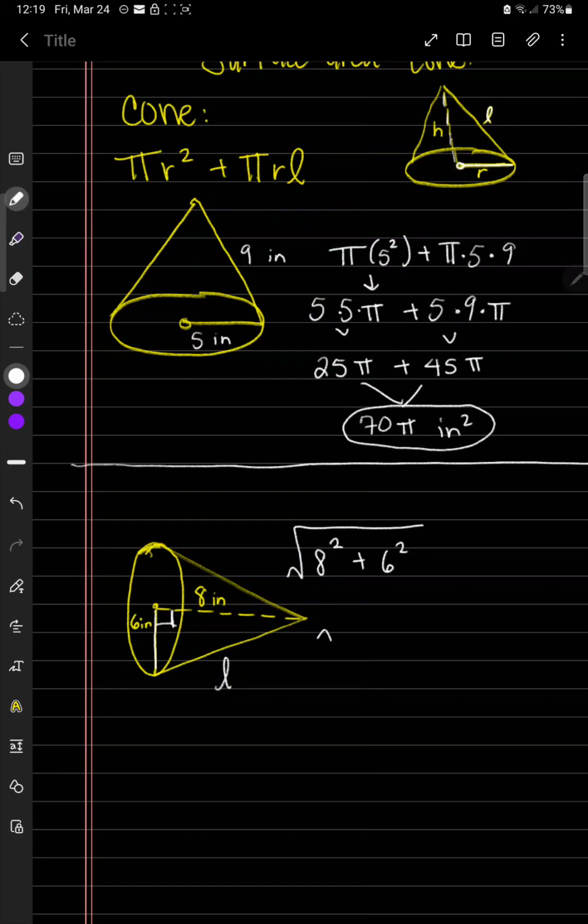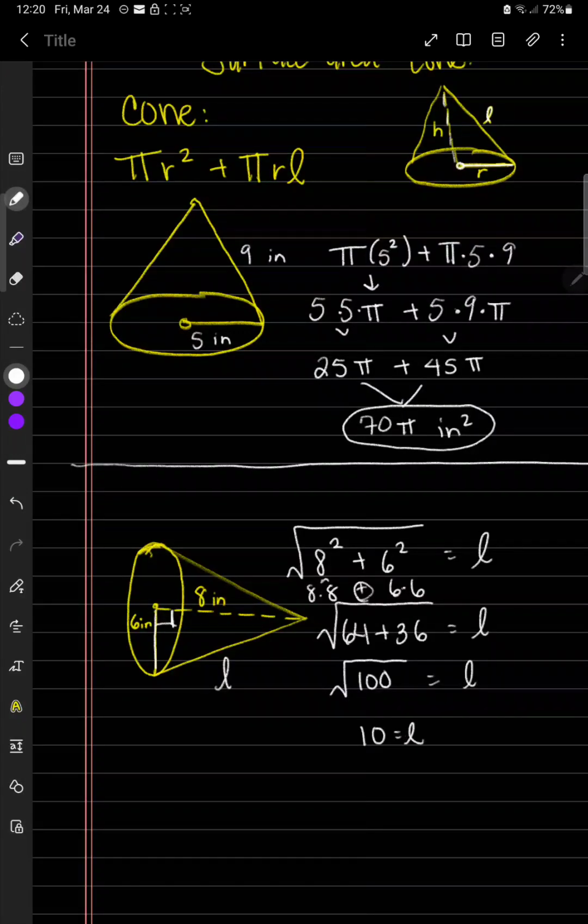So this is gonna be the square root of 8 squared is 8 times 8. That's 64. 6 times 6. So just to make the note, this is 8 times 8, not 8 times 2. 6 times 6, not 6 times 2. That's 36. If we add those numbers, we get 100. And then the square root of 100 is 10. So our L is now 10. So now that we know this is 10 inches, we can plug in our formula.